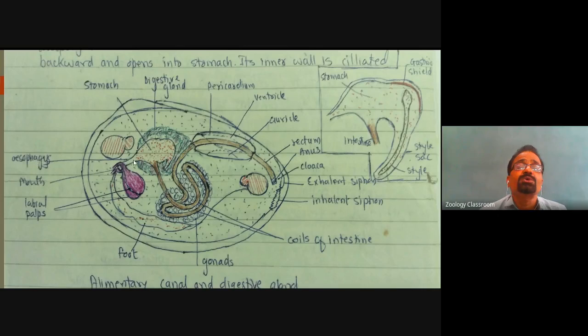Mouth is followed by the esophagus, a short tube, followed by the stomach, an oval structure surrounded by the digestive gland. Posteriorly, it has an outgrowth called the style sac. This style sac is glandular, you can say. Its epithelium secretes the enzyme. The style sac holds the crystalline style, a rod-like structure inside it. This rod protrudes and enters into the stomach. On the anterior-posterior side of the stomach is a hard chitinous structure called the gastric shield. So this is the location of the gastric shield.